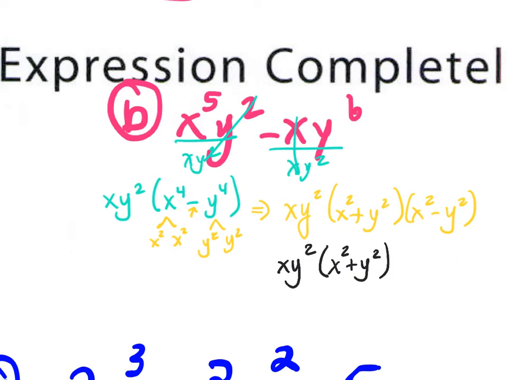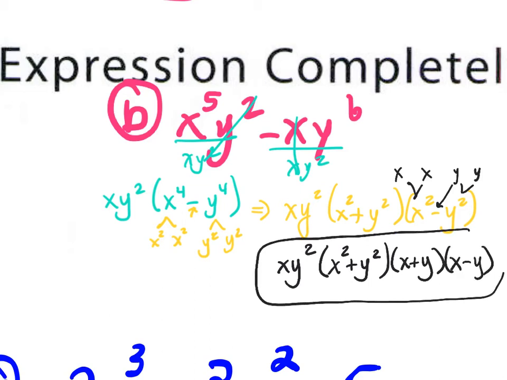But is this the difference of perfect squares? Is there a minus sign? Yes. Is x squared a perfect square? Yes, I can break it up into x and x. Is y squared a perfect square? Yes, I can break it up into y and y. So this would become x plus y and x minus y.